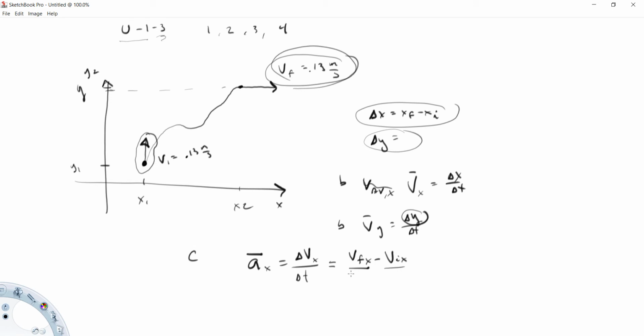This is 0, assuming you got a picture that looks like mine, and then you're going to divide by delta t. To get the average acceleration in the y direction, that's going to be change in velocity over change in time. And again, this will be only y components. And your final velocity, if you look right here, does not have a y component. So your v final y direction is 0 because this does not have a y component, and your v initial y direction is this number, whatever you have there.